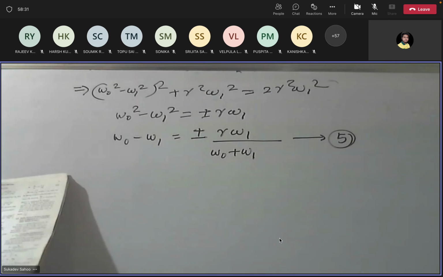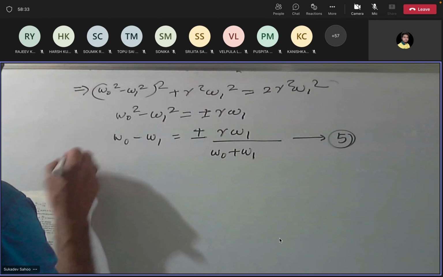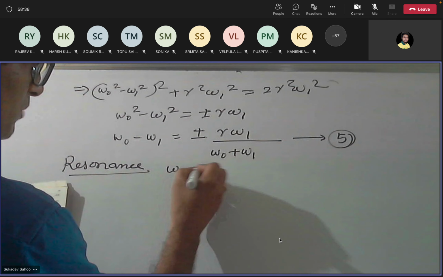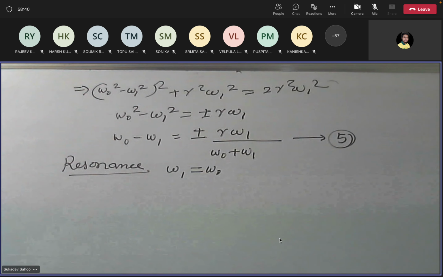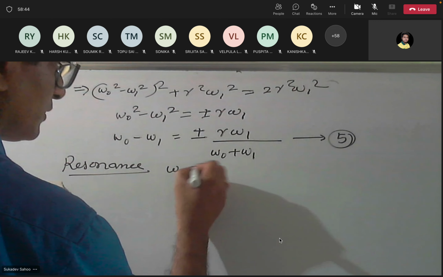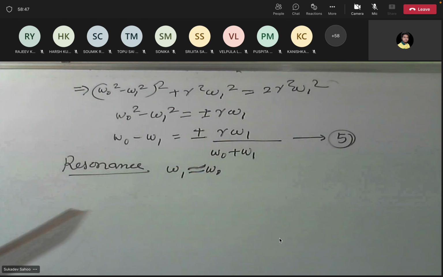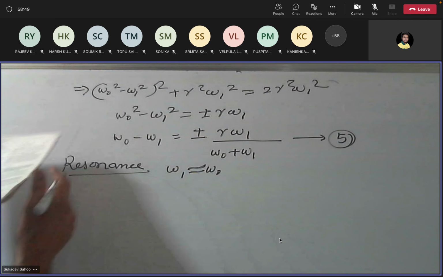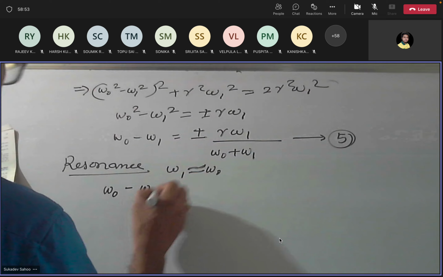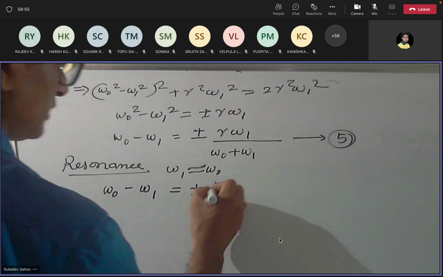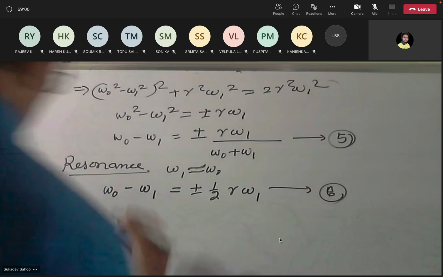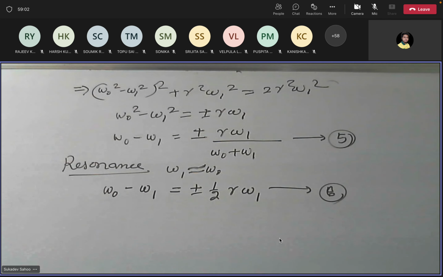Okay, now at resonance, what will happen? We will take omega 1 equal to omega 0, nearly approximately equal. So in that case, we can write omega 0 minus omega 1 equal to plus or minus half gamma omega 1. It will take approximate equal.